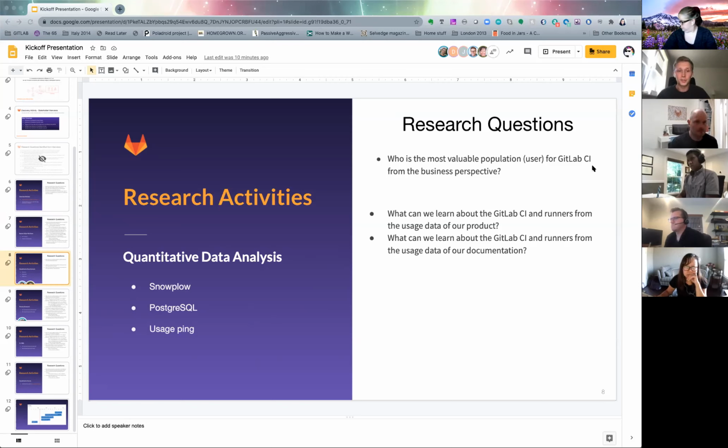So one of the research activities that we propose is to work with the data about product usage, so Snowplow, the PostgreSQL database that we have, and usage ping, and try to find out who is actually the most valuable population for us, for the CI, from the business perspective. Where is the biggest potential for growth of the CI adoption?